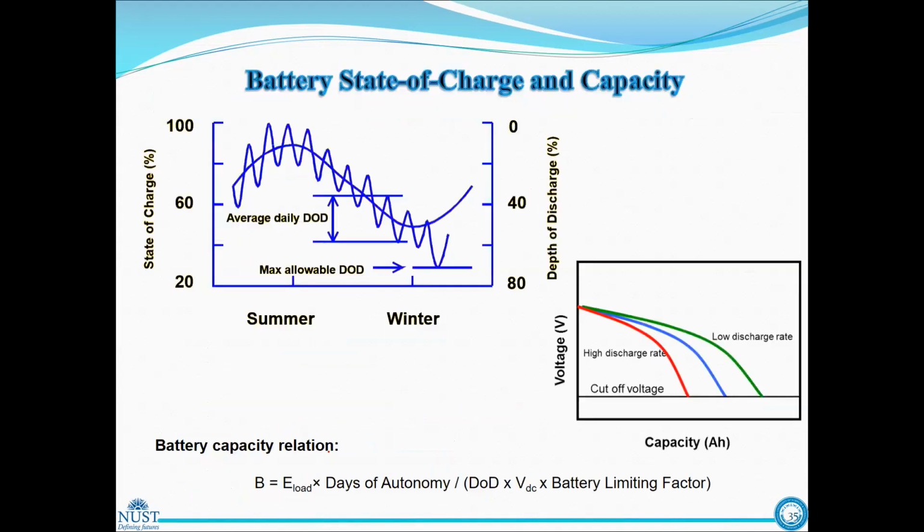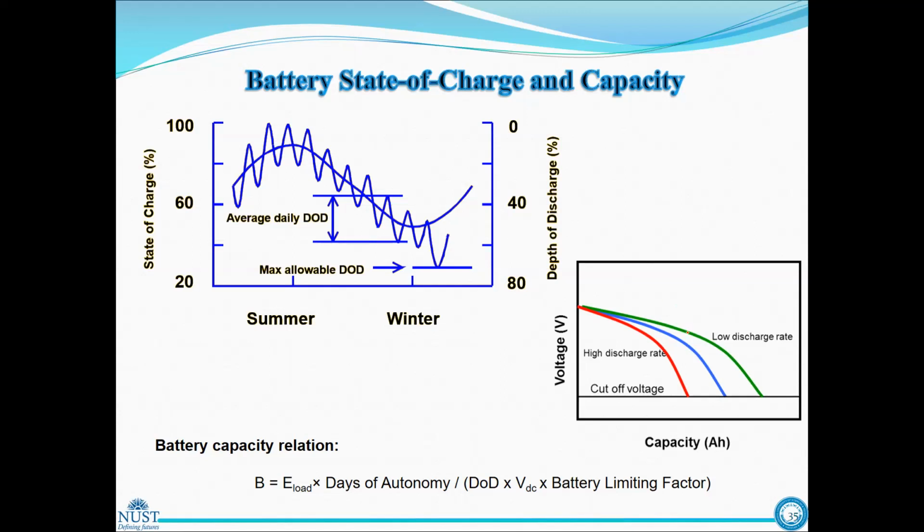Battery state of charge and depth of discharge. When a battery is fully charged, the state of charge will be 100%. And then we will start discharging the battery, and then the depth of discharge will be increasing. You can say up to 70%, we can consider the allowable depth of discharge up to around 70%. But better is to go down to 60%. This is usually recommended by the manufacturers as well.